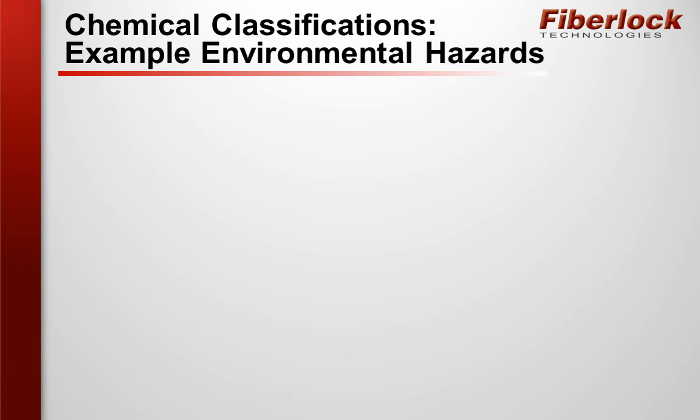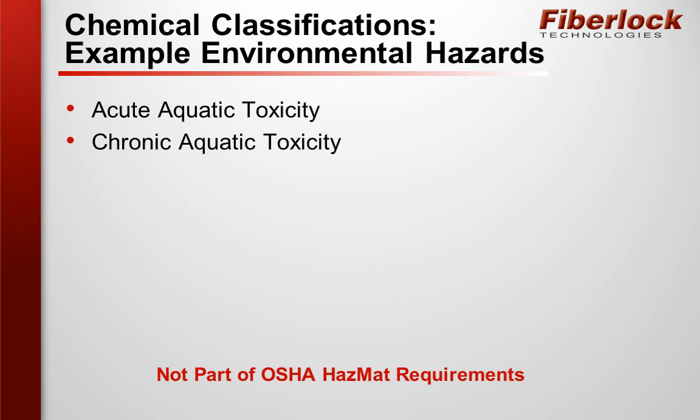One more example of a chemical classification is under environmental hazards. Please note that this is not an OSHA requirement, but is regulated by EPA. The criteria include acute aquatic toxicity and chronic aquatic toxicity.